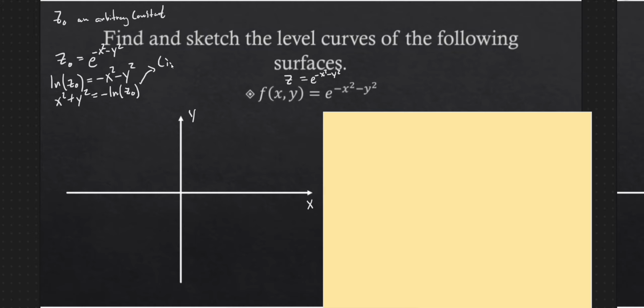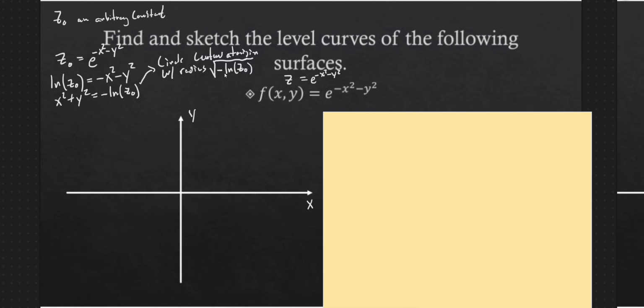This is a circle centered at the origin, with radius not negative natural log of z naught, but rather the square root of negative natural log of z naught. Remember, in the equation of a circle, this is r squared over here, so our radius is the square root of this. So our family of curves looks like circles centered at the origin of varying radii.